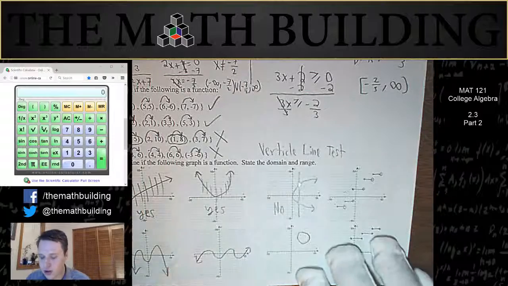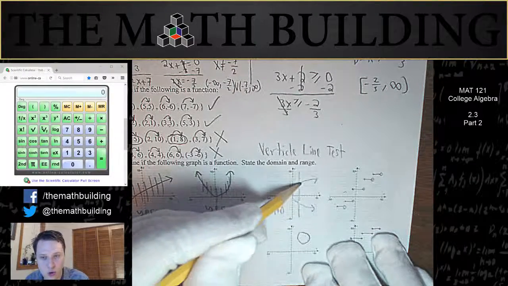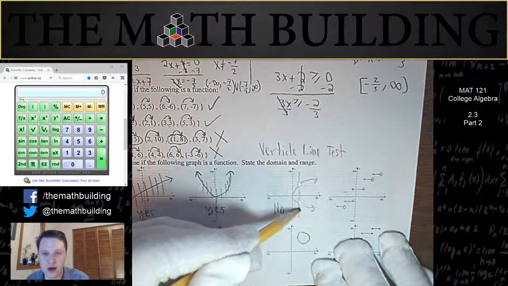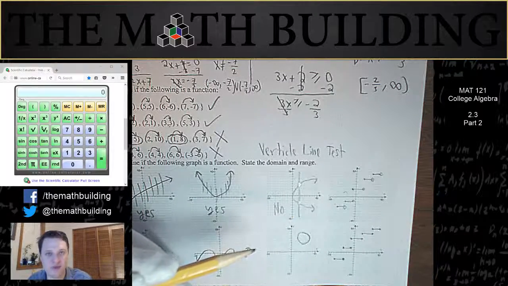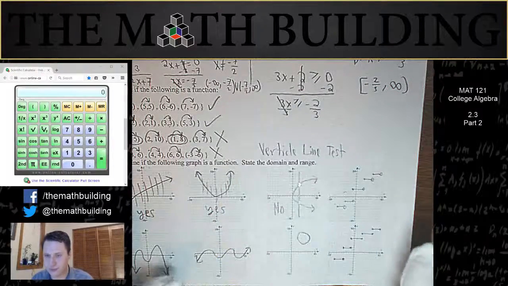Why is it not a function? Because this input is going to two outputs. I only have one X input right here going to two Y outputs, and that makes it not a function. For a function, one input goes to one output.